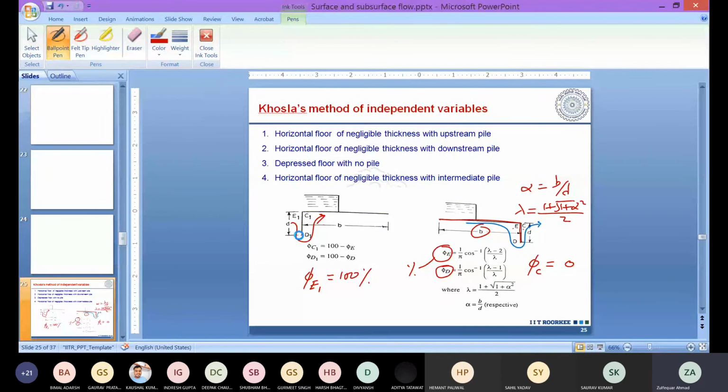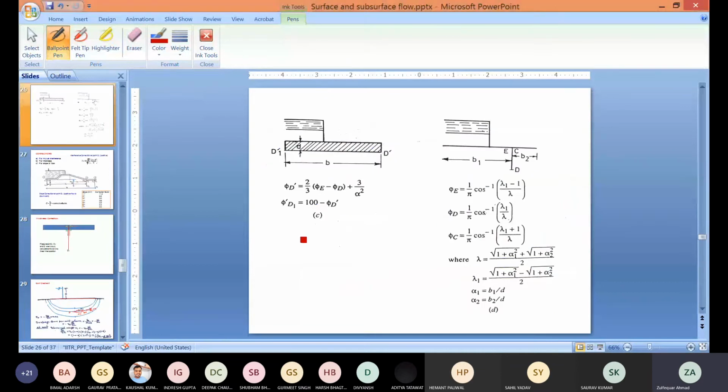Now the next one is of the depressed floor. So this one you can say this is B, and the thickness of this floor is d, right? And what would be the phi D dash? That equation is this, right? And phi D1 dash, that equation is this. So you can use this equation. Okay.